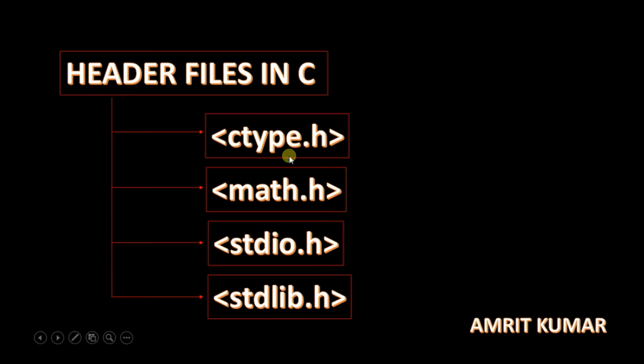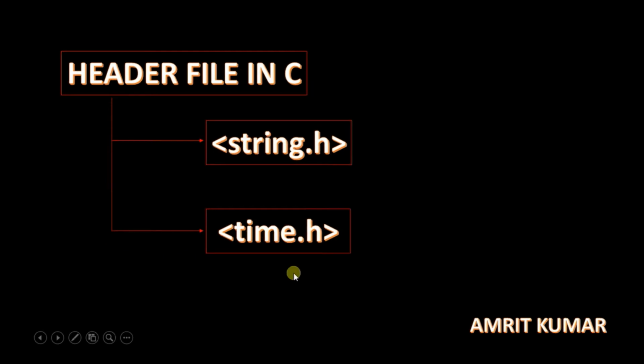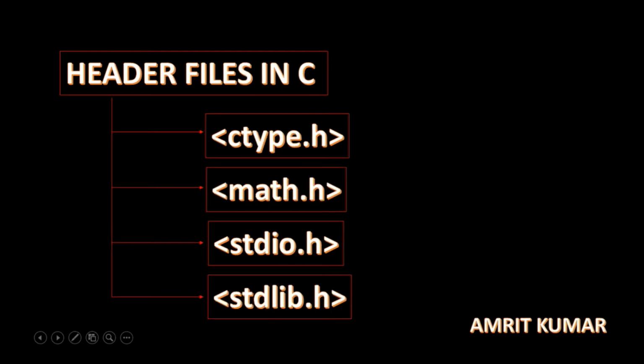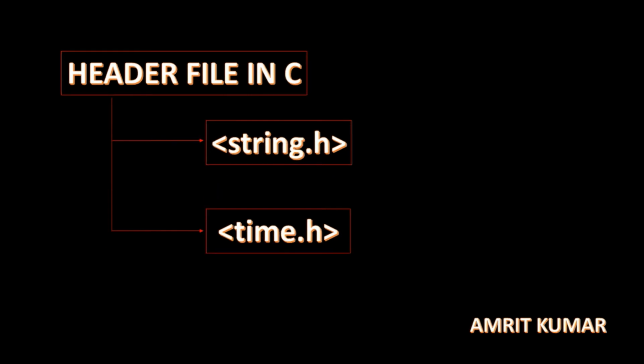This header file has been classified into so many types. These are ctype.h, math.h, stdio.h, stdlib.h, string.h, time.h. So we will learn what the ctype, math, stdio, stdlib, string and time header files are, one by one. So let's look at it.